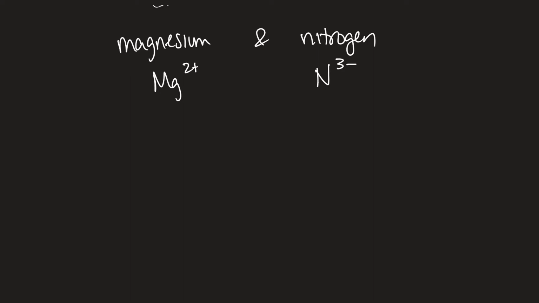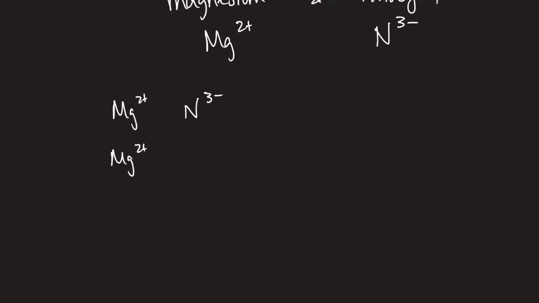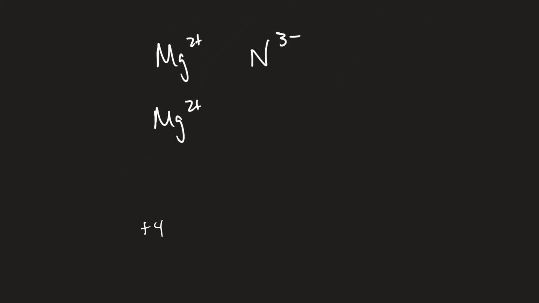Let's go with the drawing method. You have Mg2+, and you're trying to figure out how many of each you need. Obviously, if we just merge those two together, it's not going to be neutral. It's not going to work, so we know we need more of something. If I add another Mg2+, then altogether I have a +4 charge. Let's add another nitrogen. If I do this, then altogether I have a −6 charge. So what could that possibly mean?